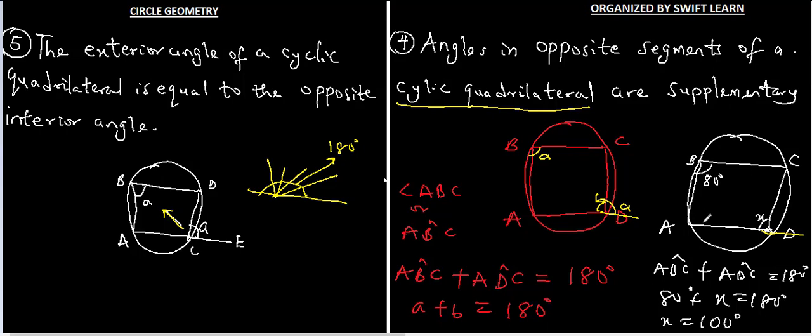180 degrees. It means if here is 100, this second part should be what? 80 degrees. And can you see that it still follows this law that says the exterior angle is equal to the opposite interior angle. So I hope that's very, very clear.